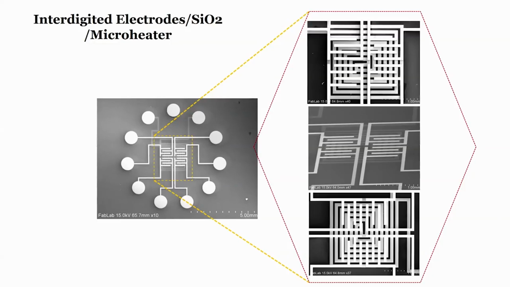So, this particular structure, if you closely see, there is a micro heater here. These are contacts for micro heaters, and if you see this particular diagram, you can see the micro heater right over here, and then on that micro heater there are interdigitated electrodes.